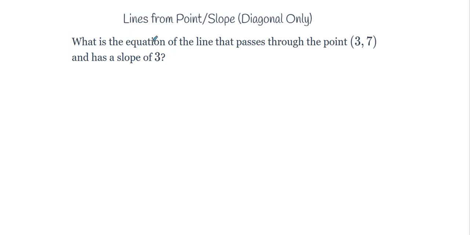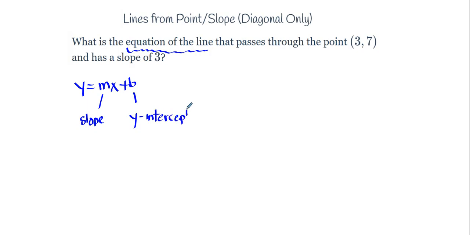So the first thing I'd like to point out is that when it says the equation of a line, that means slope-intercept form. So I'm just going to write that down: y equals mx plus b. And then remember that our m value is our slope, and the b value right there is our y-intercept. We're going to use that formula, slope-intercept, quite a bit with these types of problems.